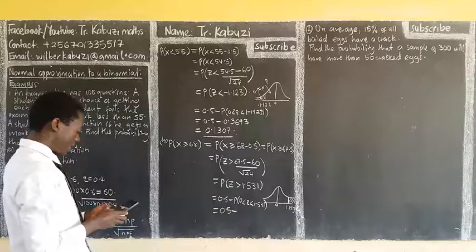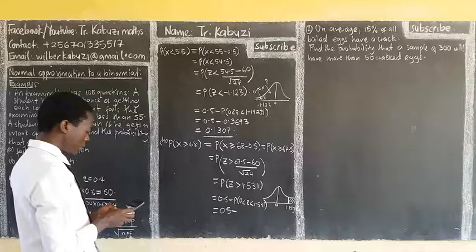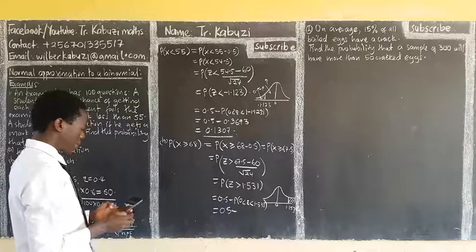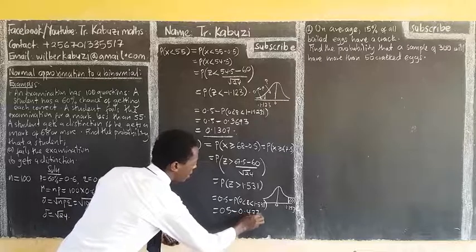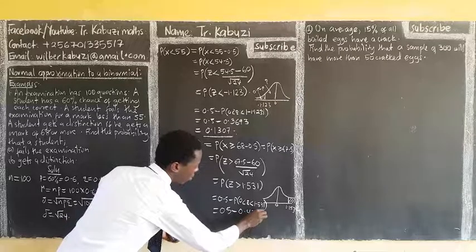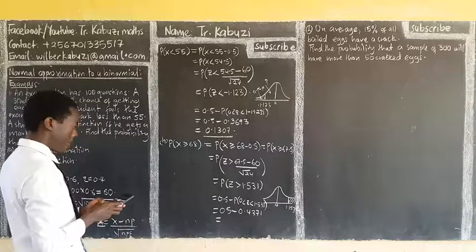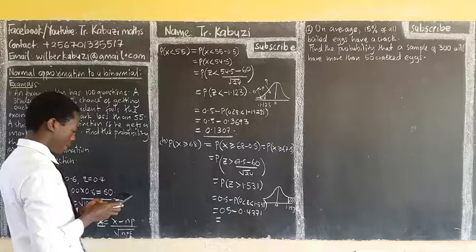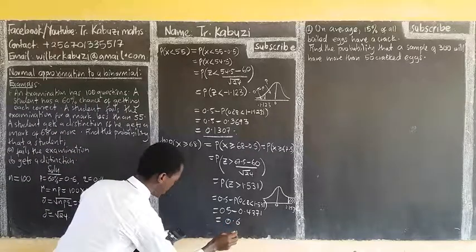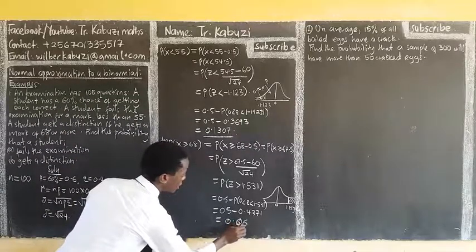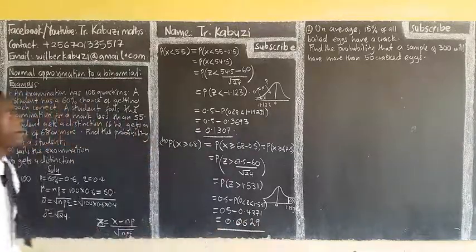Press that on the calculator, and then when you read the table, you get 0.4371. And then subtract: 0.5 minus 0.4371, we get 0.0629. That is our probability there.